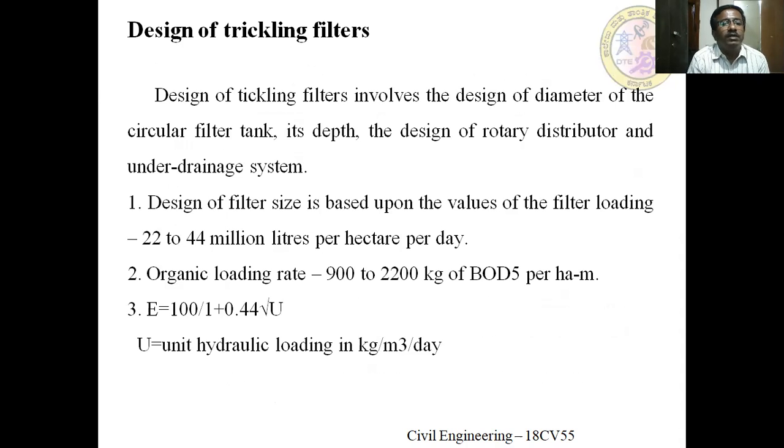Design of trickling filter. The design of a trickling filter involves the design of the diameter of the central circular filter tank, its depth, the rotary distribution, and the underdrainage system. Usually, the design of filter size is based upon the values of filter loading, which is from 22 to 44 million liters per hectare per day. Usually, the organic loading rate is 900 to 2200 kg of BOD per hectare meter, and efficiency is 100/(1 + 0.44√U), where U is the unit hydraulic loading in kg per cubic meter per day.